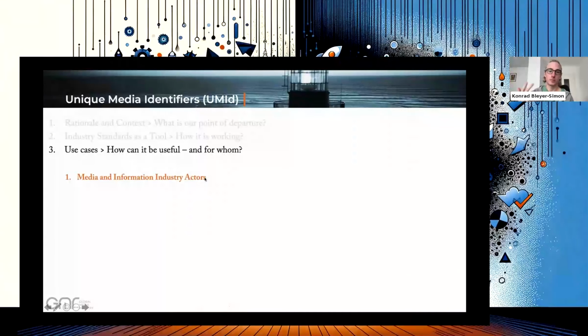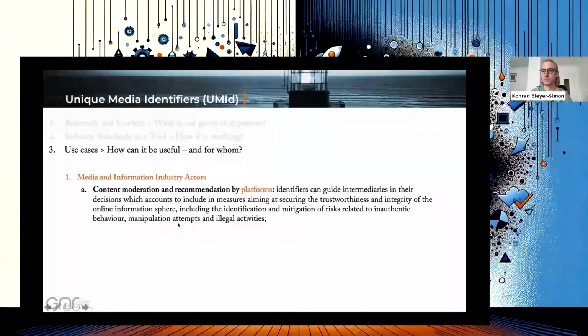So first, I'm going to talk about the media and information industry actors. And these examples that you see on the slide are not all the possible uses. These are the ones that we identified in our discussions with different stakeholders who are involved in the process. So one of them is the use by online platforms such as Facebook, TikTok, or many others to inform their content recommendation processes, or the way content shows up on their feeds.